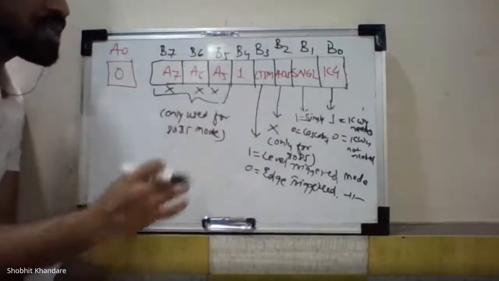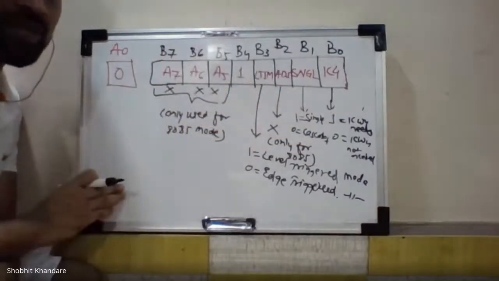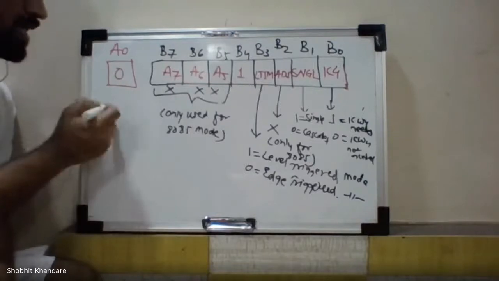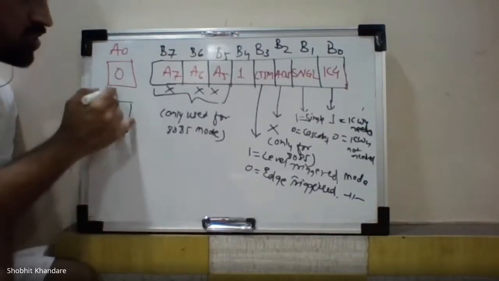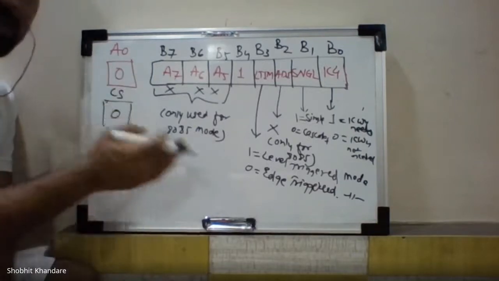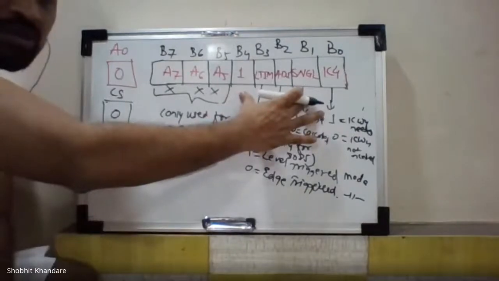Now you have understood each and every bit. Separately I have written that your A0 should be 0. I can even draw one more thing, that your CS should be 0. Already I have explained you in the table. We are only focusing on the bits of ICW1.